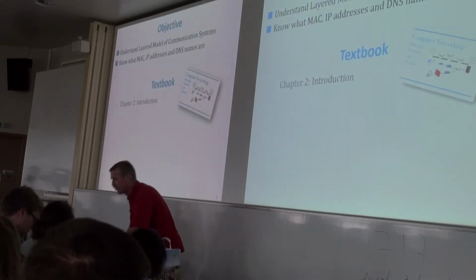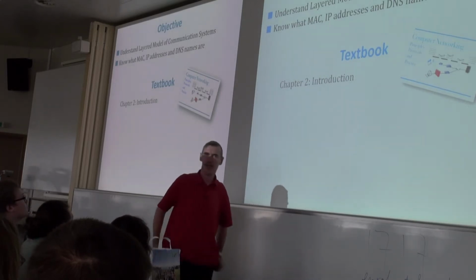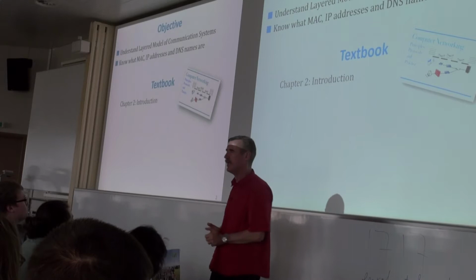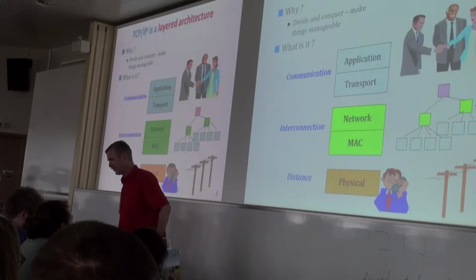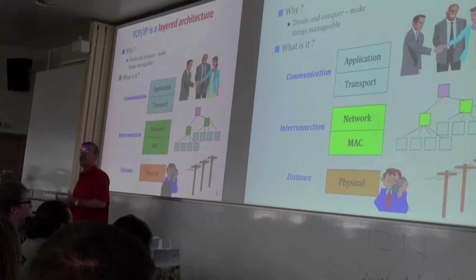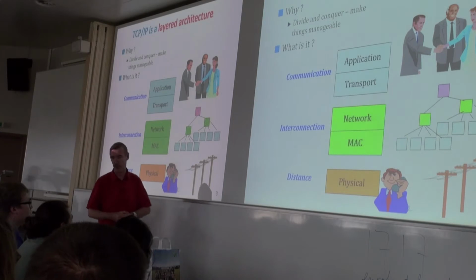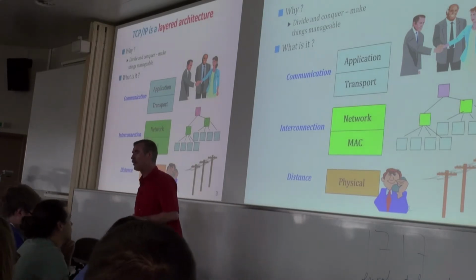It corresponds to chapter 2 of the textbook. The objective is to understand primarily terminology and what is called a layered model. So TCP/IP is an architecture for computers, or for devices, electronic equipment, to communicate with each other. And it's based on a layered architecture.